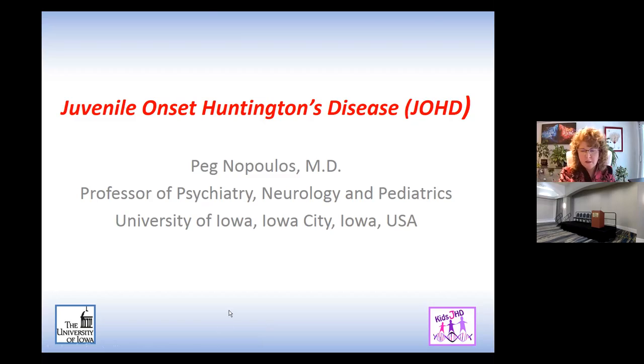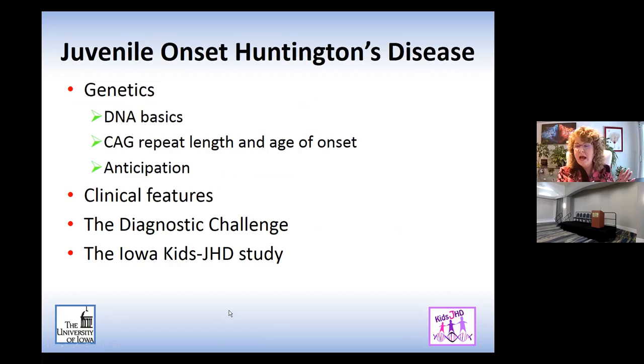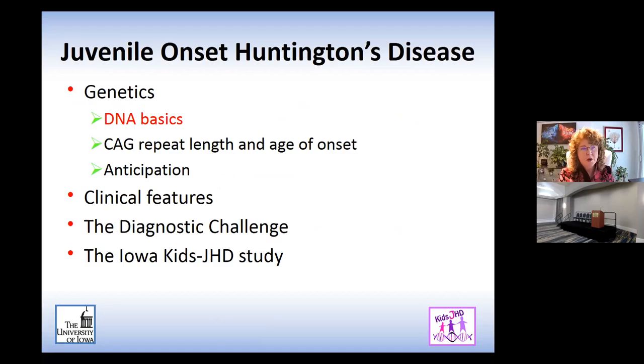Let's see. This is just an outline of what I'm going to talk about. So I'm going to talk a little bit about genetics, about what the CAG repeat means, about what the term anticipation means, and then we're going to focus on the clinical features, and then the diagnostic challenge, which is really hard for most families, and then a little bit about our study in Iowa.